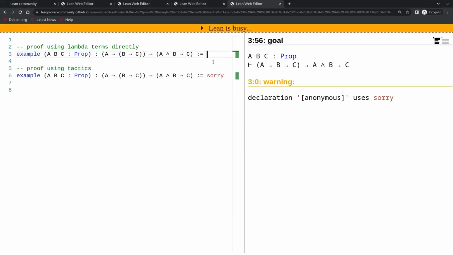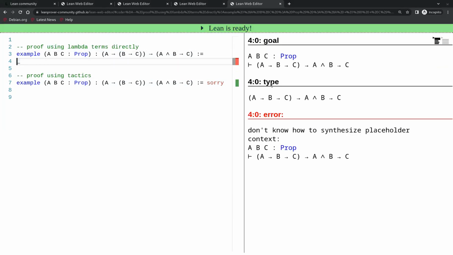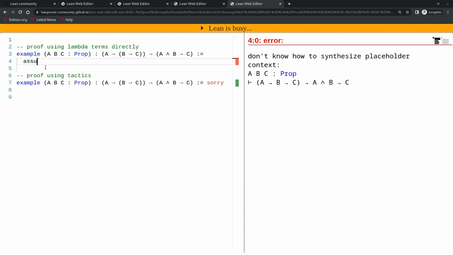For the proof using lambda terms directly, we start by placing an underscore. Start a new line. And this underscore should turn eventually into a proof that, as I typed before, A implies B implies C implies A and B implies C. The main connective in this formula is an implication. So we start by assuming H.